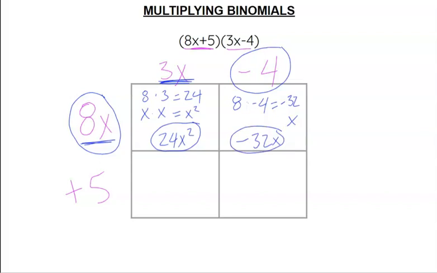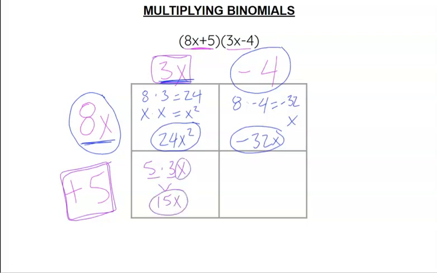All right, now we're going to move to that bottom row, and we're going to multiply it using 5. So we're going to do 5 times 3x. So 5 times 3, we get 15, and then that x just comes along for the ride. All right, and now we're going to do 5 times negative 4. Positive times a negative is a negative. 5 times 4 is 20.